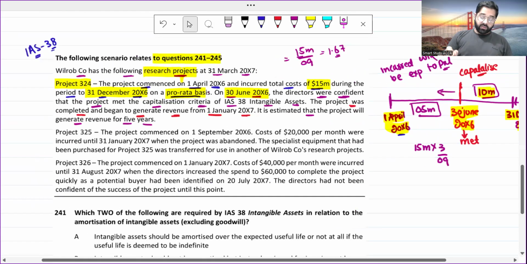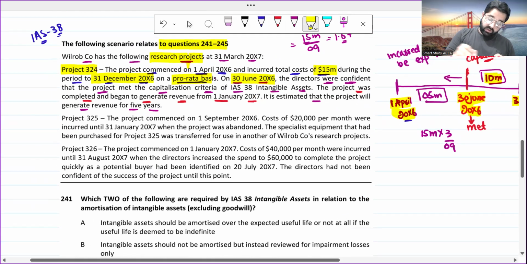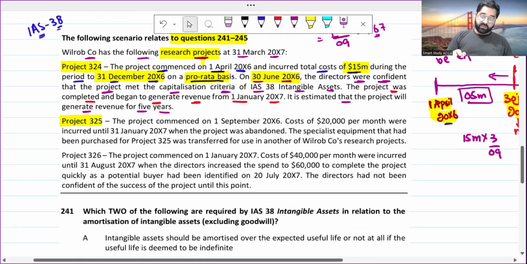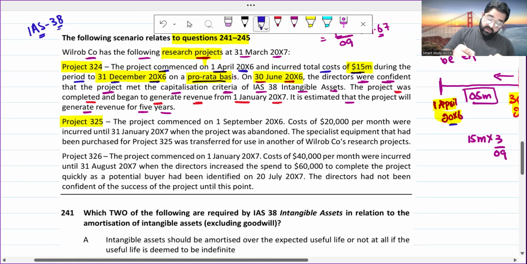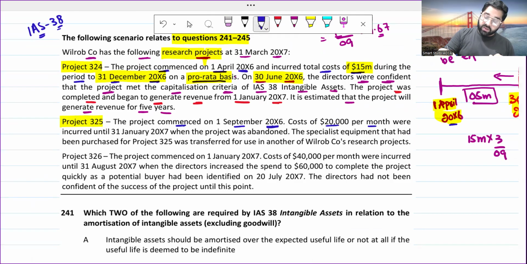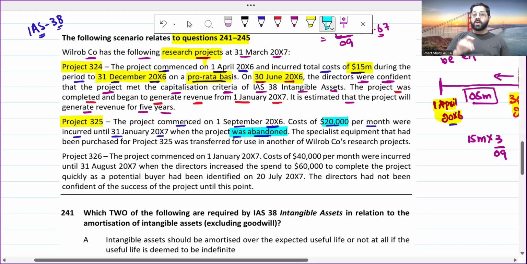Now let's move to another project, that is project 325. The project commenced on 1st September 20x6. Cost of 20,000 per month were incurred until 31st January 20x7 when the project was abandoned. I am repeating my point again. The project is abandoned. So if the project is abandoned, all of the cost incurred will be expensed to profit or loss.